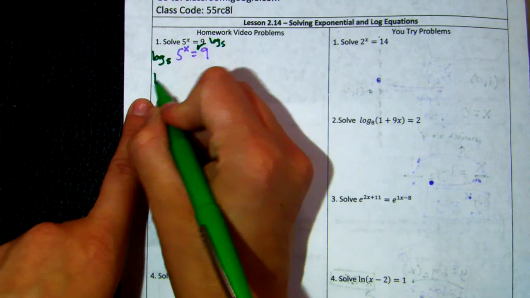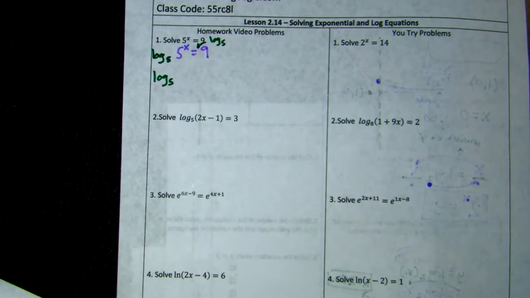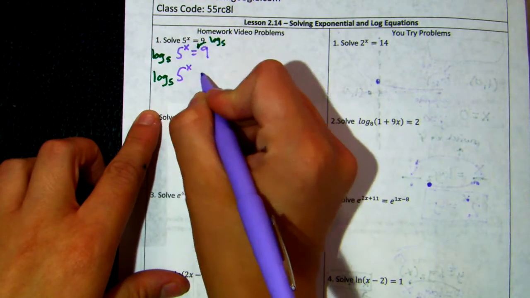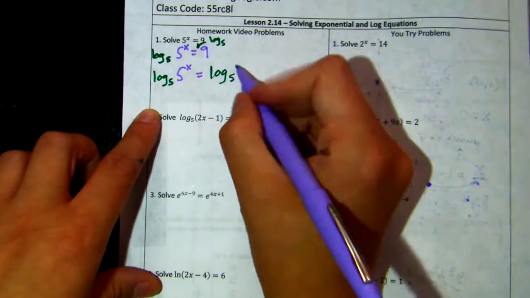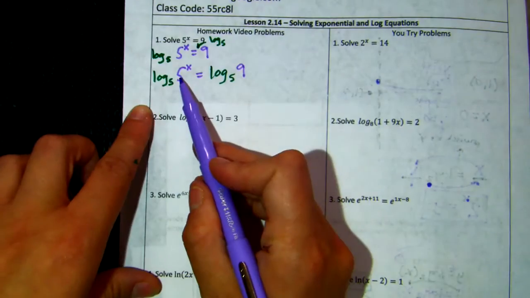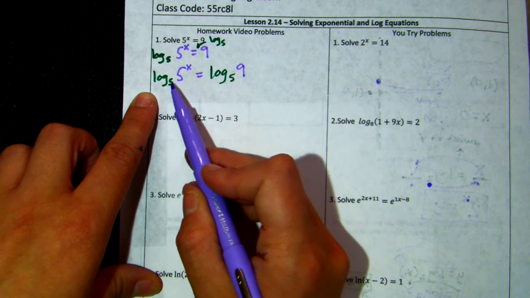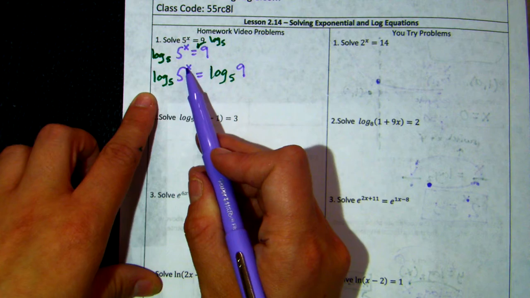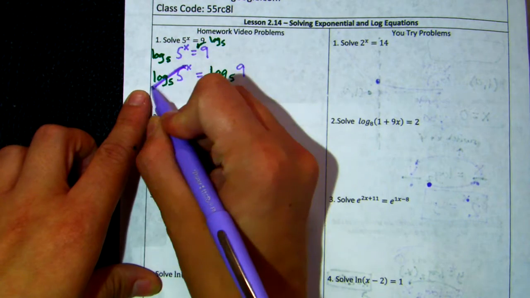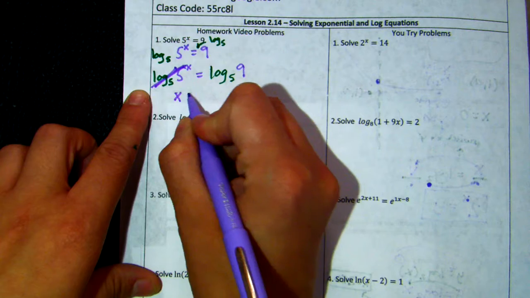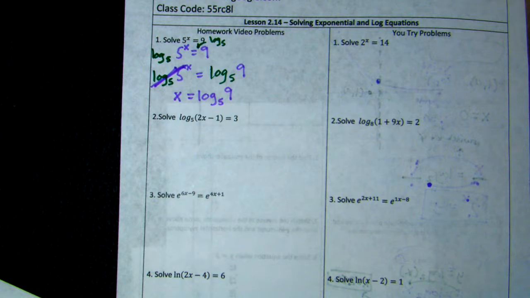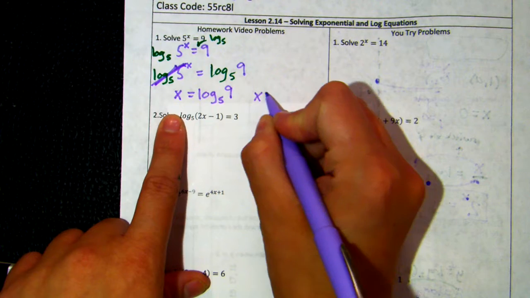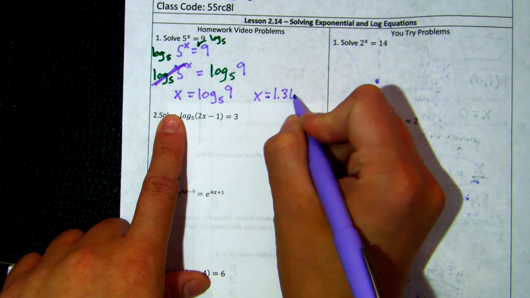So I'll end up with log base 5 of 5 to the power of x is equal to log base 5 of 9. Okay. Now on this side of the equation, log base 5 will cancel out with the base 5 attached to my unknown exponent. So these will cancel, and I'm left with x is equal to log base 5 of 9. I can leave the answer just like that, or I can plug that in my calculator, which is going to give me x is equal to 1.365.